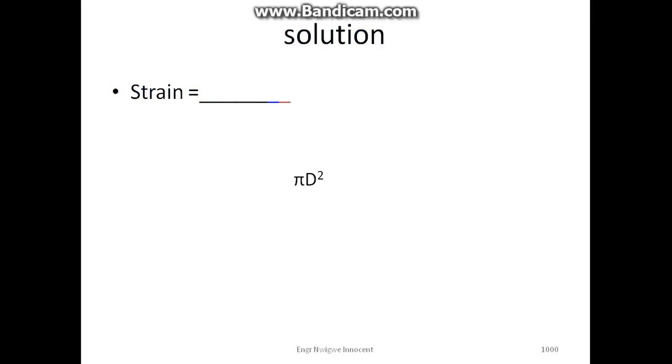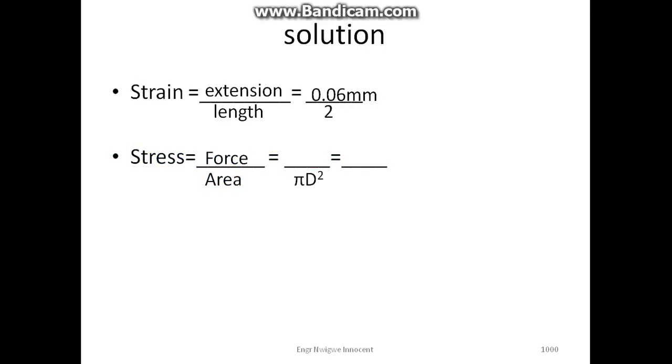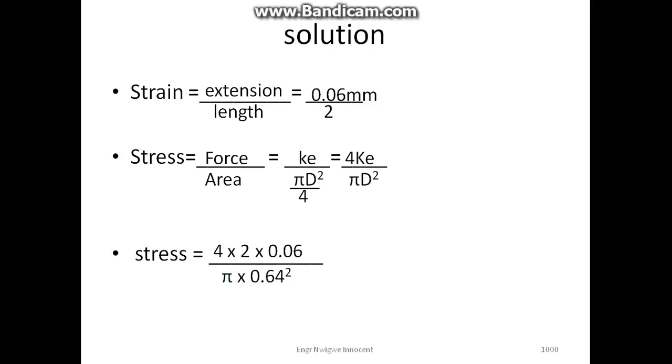Solution. Strain is equals to extension over length, which equals to 0.06 mm over 2. Stress is equals to force over area, which equals to Ke over pi d squared over 4, which equals to 4 Ke over pi d squared. Stress is equals to 4 times 2 times 0.06 all over pi times 0.64 squared.